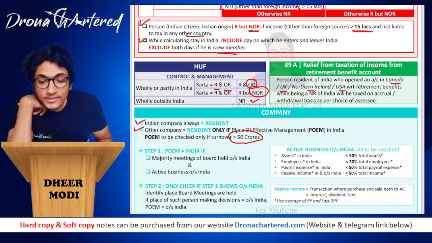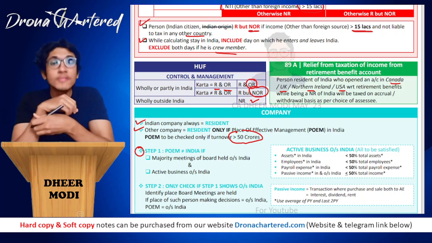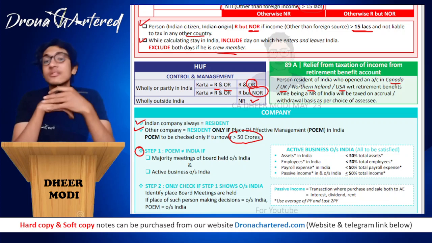So first of all, step one says: we will consider that POEM, that is the place of effective management, is not in India.